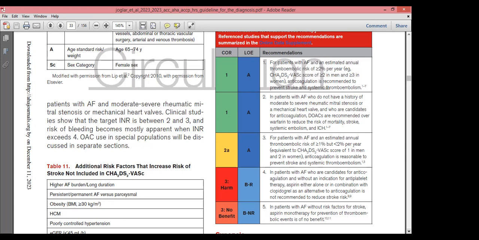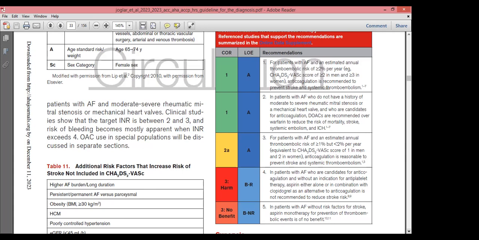Then they also talked about patients with AF who are not candidates for anticoagulation and don't have any indication for antiplatelet therapy. Aspirin alone or in combination with clopidogrel as an alternative to anticoagulation is not recommended. So if we calculate the patient's CHA2DS2-VASc score and they're low risk, we should not use antiplatelets as an alternative to reduce stroke risk in them.